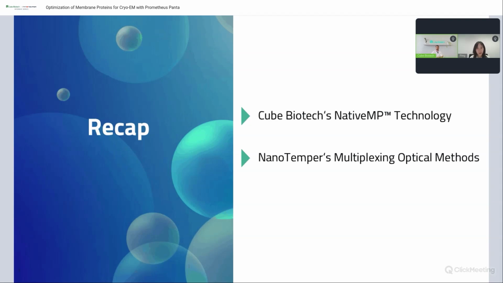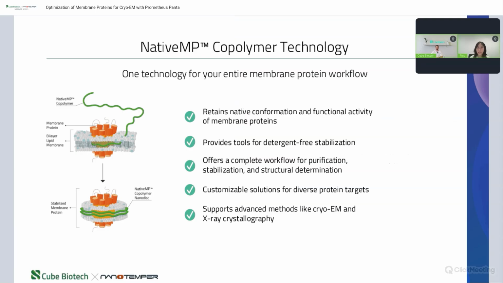Exactly. So before going into the case studies, maybe let's briefly introduce the platform that makes this work possible today. First, NativeMP. I know that Biotech has developed this platform as a universal solution for detergent-free membrane protein purification and stabilization. I learned that each of the polymers from this platform has been designed and selected for specific needs of extraction and stabilization. So Philipp, could you please give us more details on the range of copolymers this platform offers?